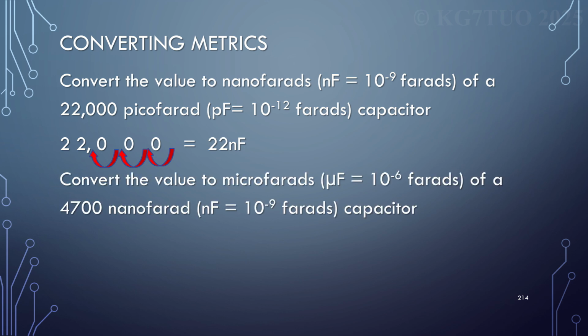Okay. Convert the value to microfarads, 10 to the minus 6, of a 4,700 nanofarad, 10 to the minus 9th farads capacitor. The reason you're being asked this is that there are questions like this on the test. They're going to want you to convert some value to different values, same concept. The concepts will never change. So we're going from 10 to the minus 9th to 10 to the minus 6. So what's 4,700 nanofarads in microfarads?